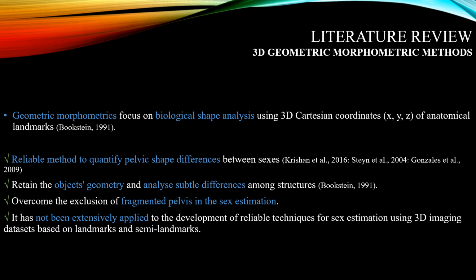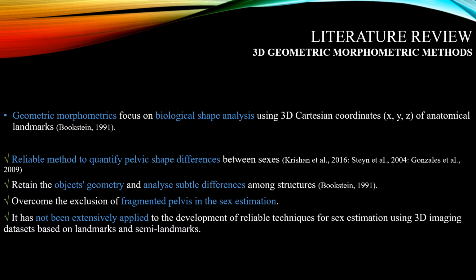Geometric morphometrics is a field that focuses on biological shape analysis using 3D Cartesian coordinates of anatomical landmarks. Several studies using geometric morphometric methods to analyze pelvis-related shape variation for sex estimation conclude that geometric morphometric methods and multivariate statistics are both accurate methods to quantify pelvis shape differences between the sexes.